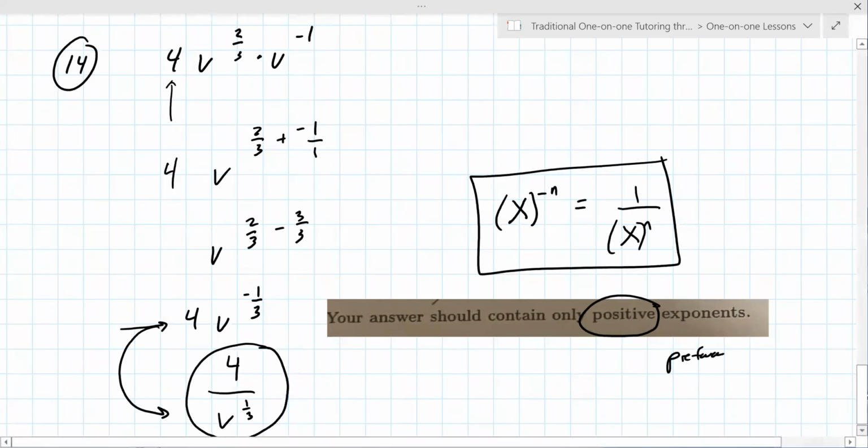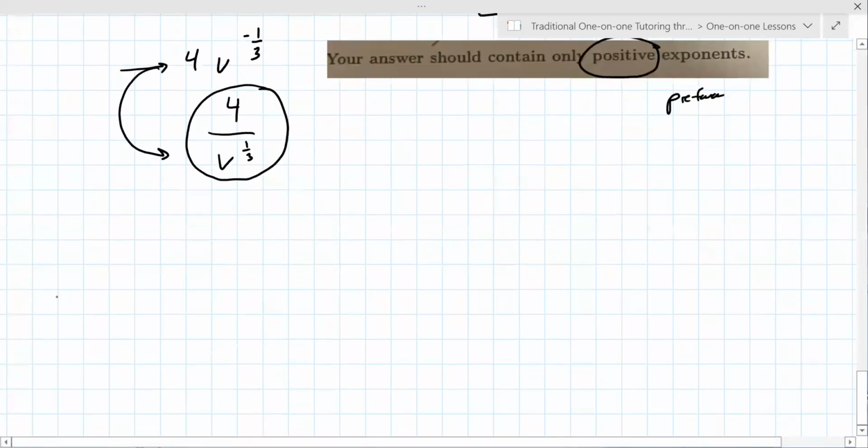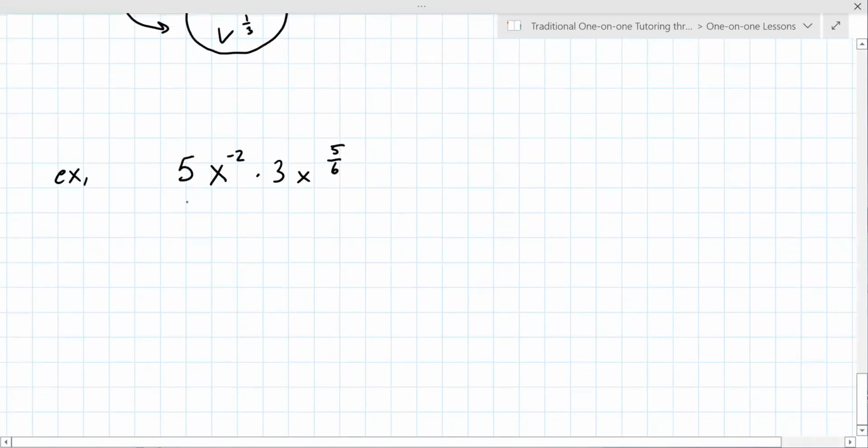So let's look at another example here. Let's say it's 5x to the -2 times 3x to the 5/6. To simplify this, we would multiply the 5 and the 3 together, 15. And then you do add the exponents. It's -2 plus 5/6. So that -2 is really over 1. And you do want to make a common denominator.